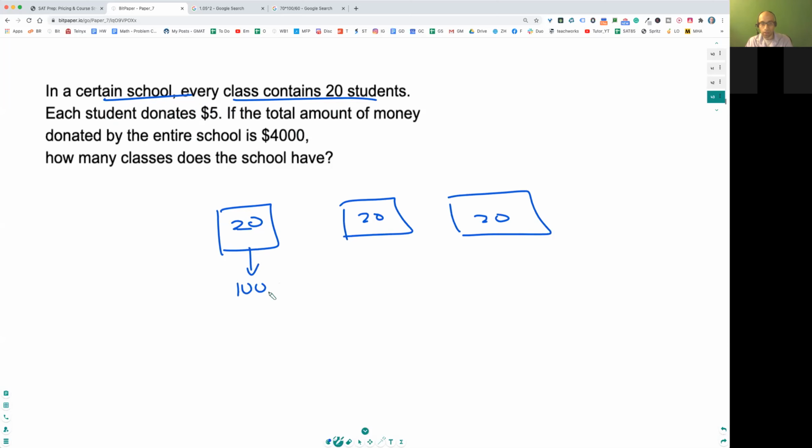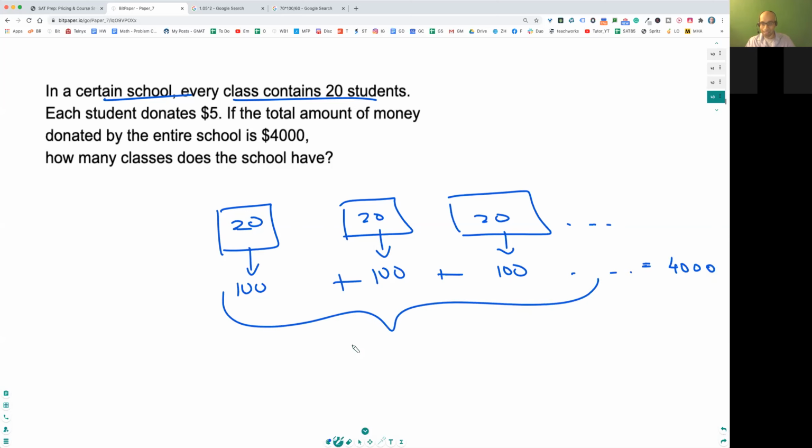So you're going to get 100 here. Then you're going to get 100 here. Then you're going to get 100 here, right? And they're asking, when you add all of these 100s, what is the total? The total is 4,000, right? So let's say the number of classes is X. So you're going to just do 100 times X is equal to 4,000, okay? And so now you just got to divide by 100. So you get X is equal to 4,000 over 100. And so that is equal to 40, okay? So remember, you've got 4,000 here, and they're asking how many classes does the school have, okay? So that's the important part.